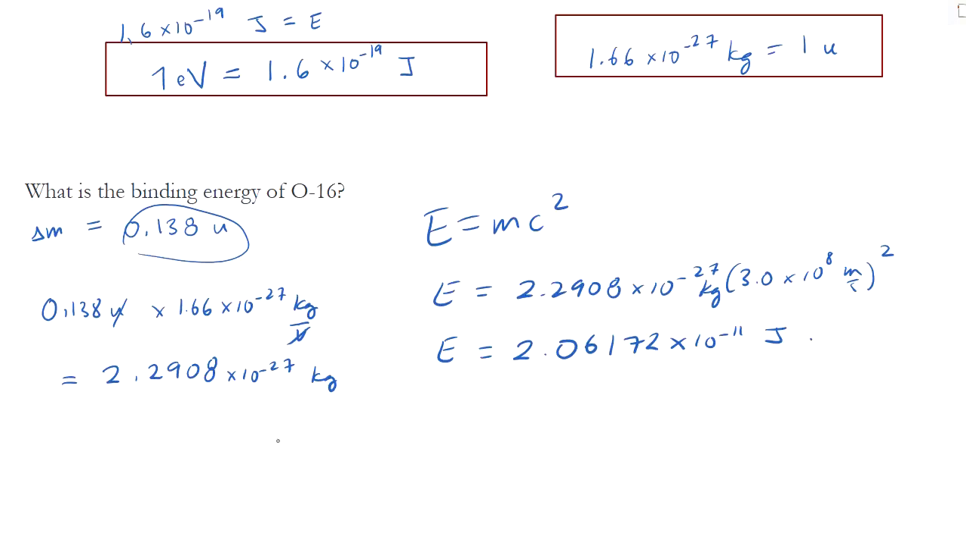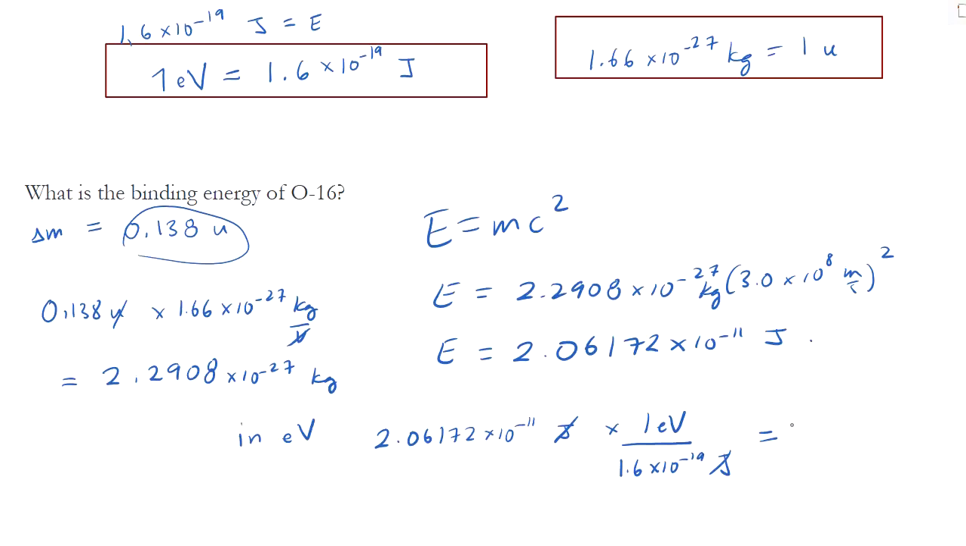That's why we have the electron volt. So let's convert it to electron volts. So in eV, we put in 2.06172 times 10 to the negative 11 joules, multiplied by the conversion factor. 1 electron volt is 1.6 times 10 to the negative 19 joules. Joules cancel out, and we're left with electron volts. It's 128,857,500 electron volts, which is really, really huge.